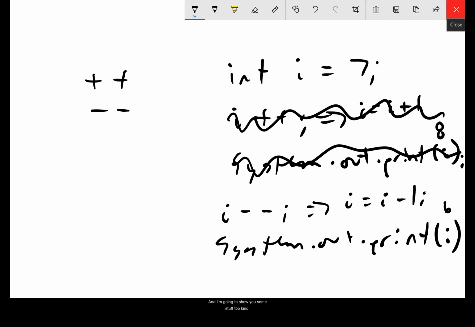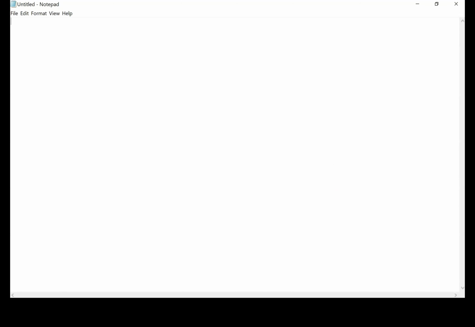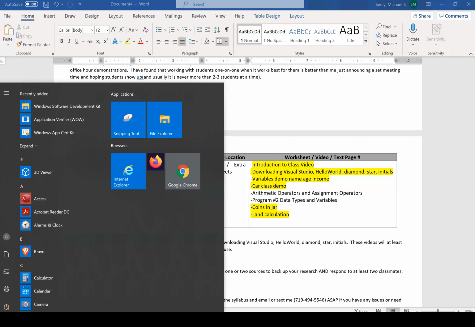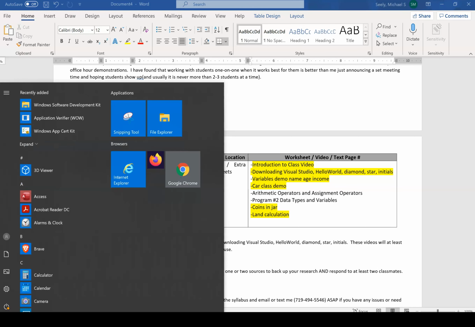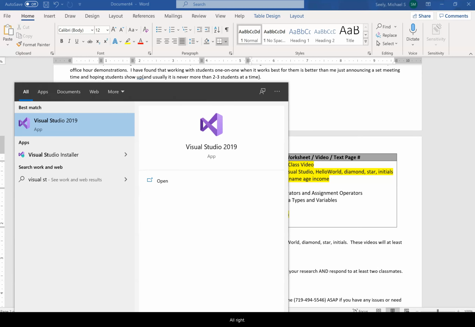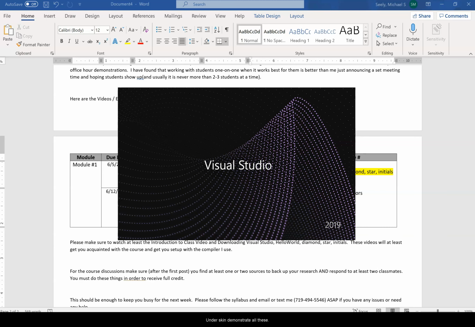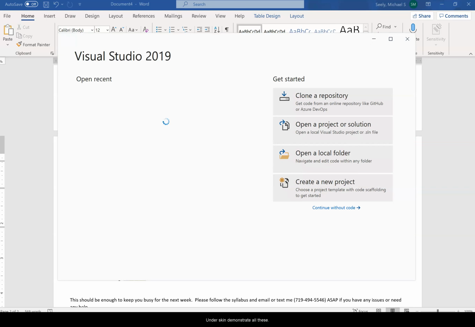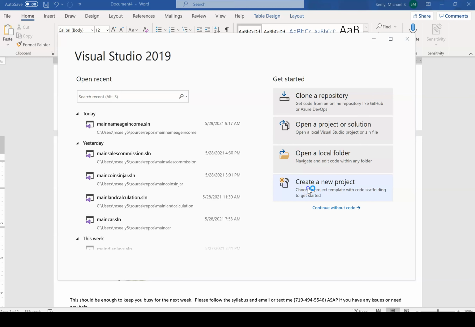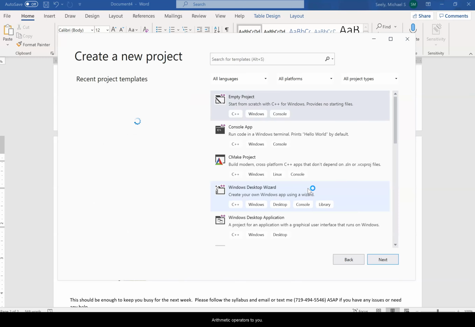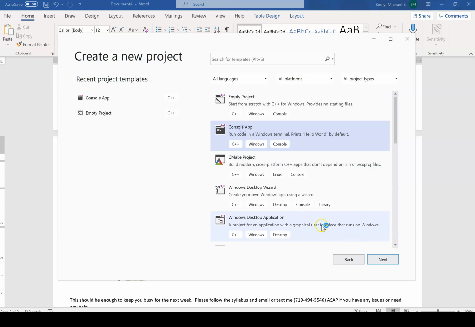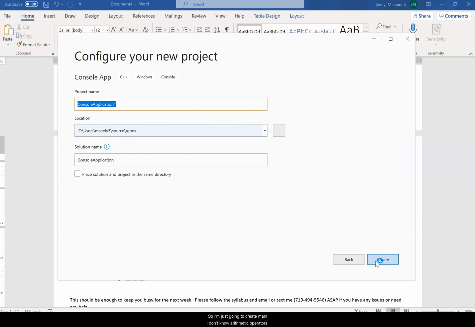And I'm going to show you some stuff to kind of throw you through a loop. All right. I'm just going to demonstrate all these arithmetic operators to you. So I'm just going to create main, I don't know, arithmetic operators.